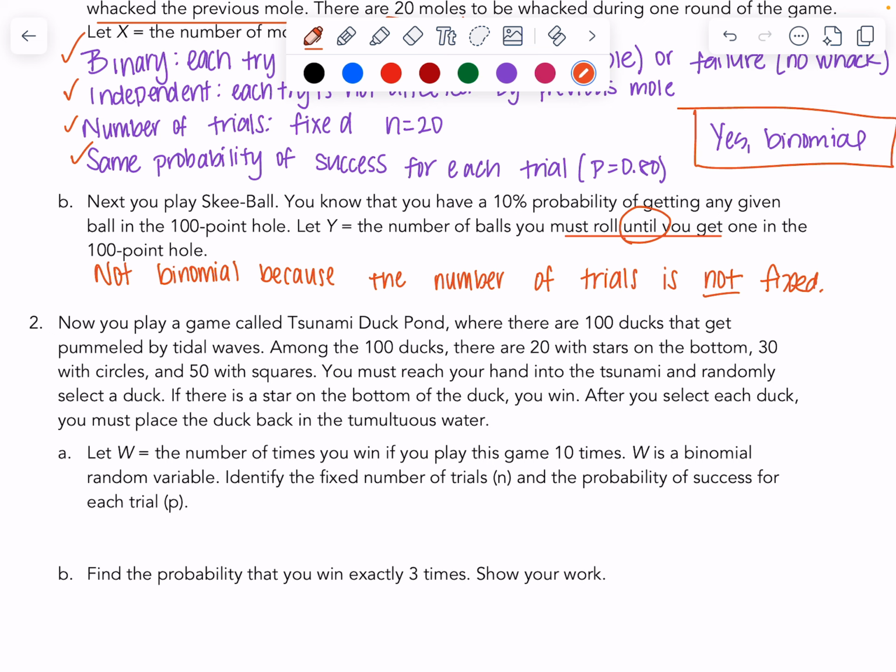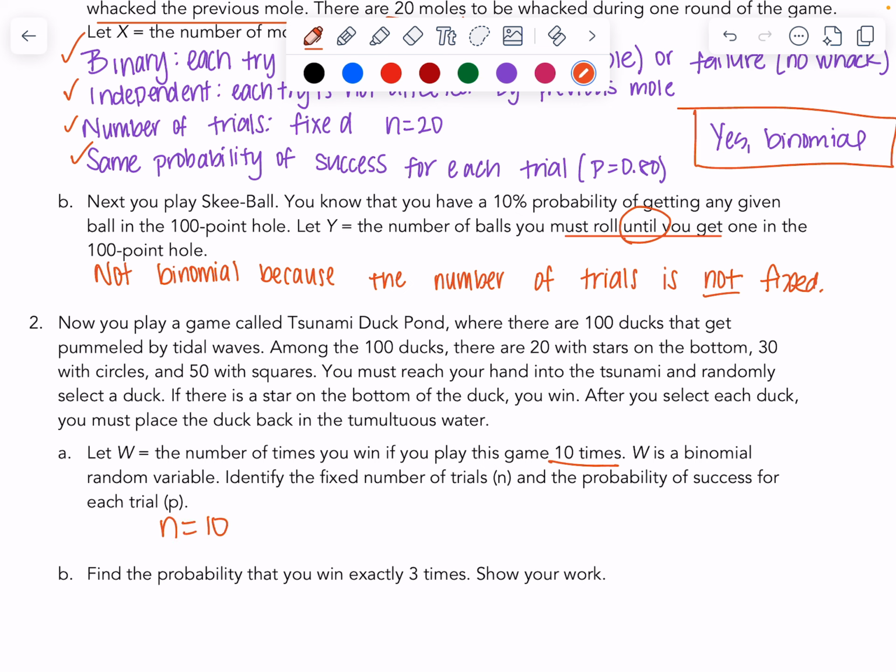Let W be the number of times you win if you play this game 10 times. W is a binomial random variable, so there's no need to check the conditions here. They are telling you that it is a binomial random variable. Identify the fixed number of trials and the probability of success for each trial. So they tell us that we're playing the game 10 times, so N is 10.